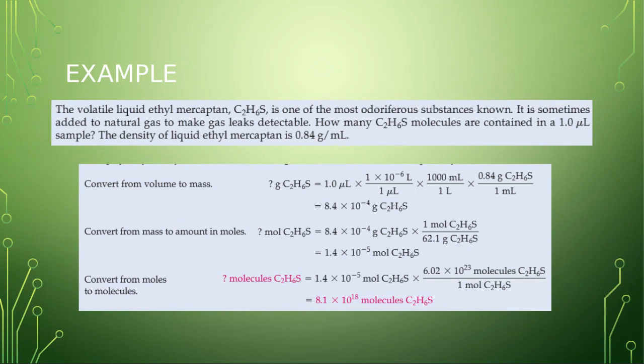Okay, don't forget that. So always for the liquid substances we use the density. And what does it mean? That means 1 milliliter equals 0.84 gram for this ethyl mercaptan. Okay, because of this liquid substance, 1 milliliter equals 0.84 gram. Okay, and then we have only 1 microliter. How many milliliter we have? Do you know?